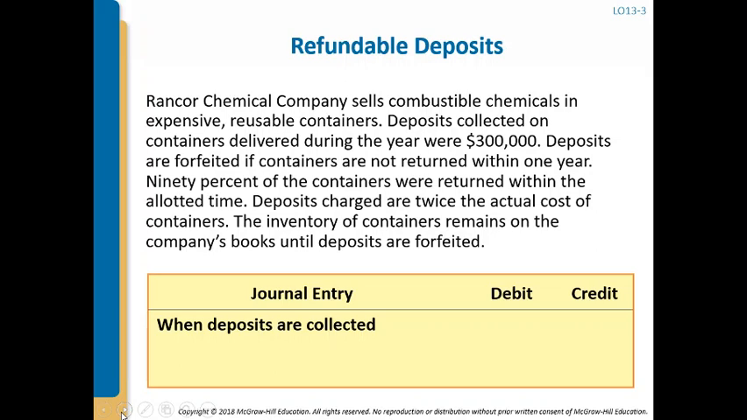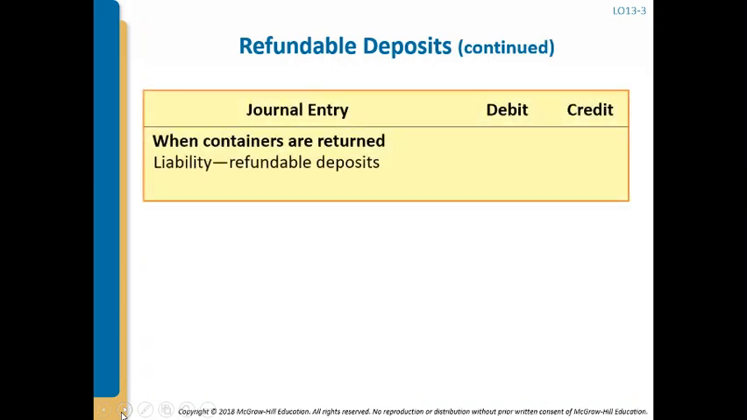So when the deposits are collected, and again, you would do so as they're collected, but they just lump them all into one lump sum, 300,000, and your credit is going to be to refundable deposits, and of course, when the containers are returned, they're going to have to issue cash to the customers.